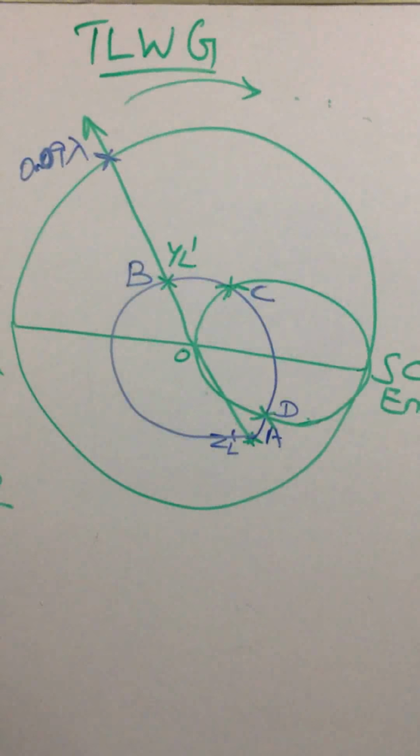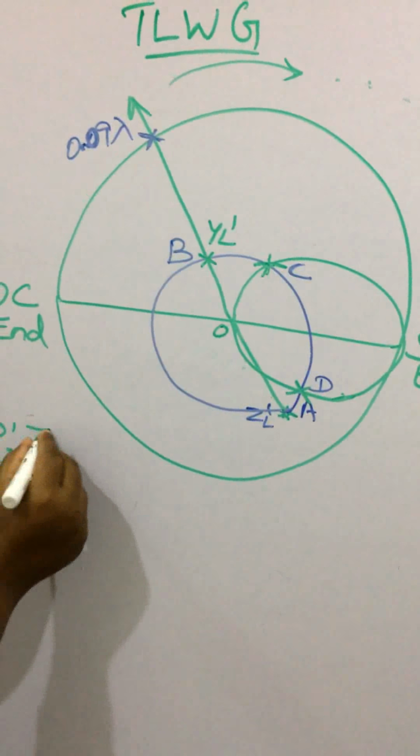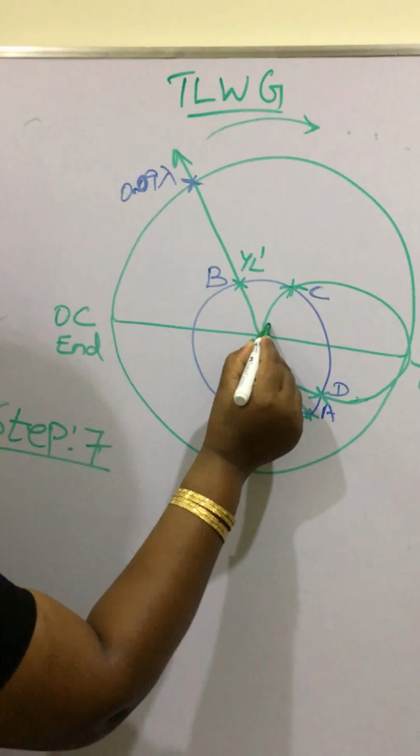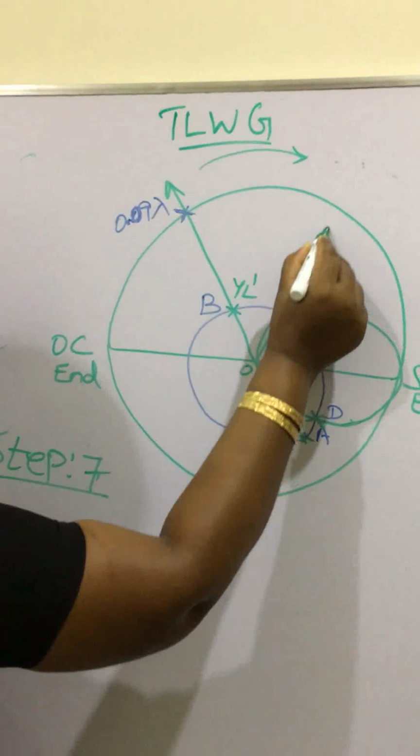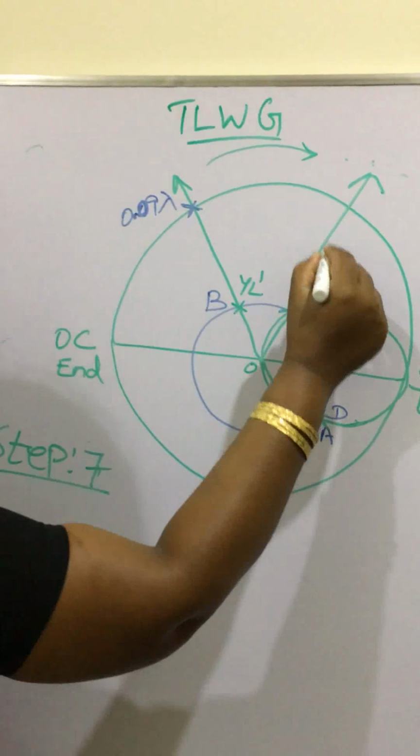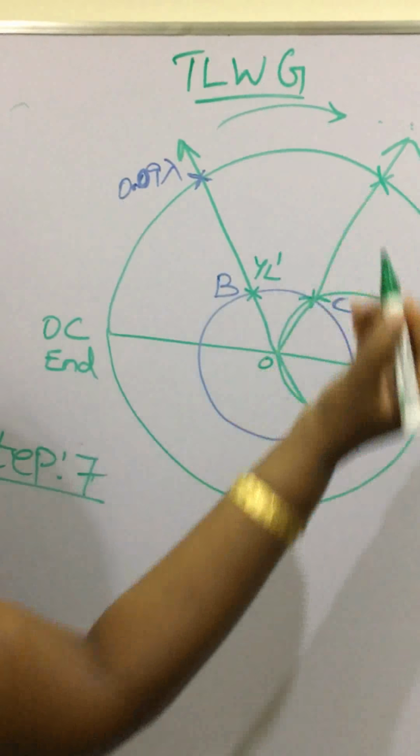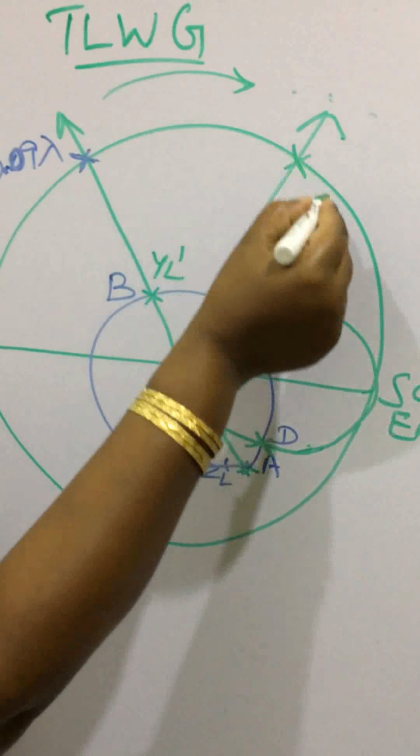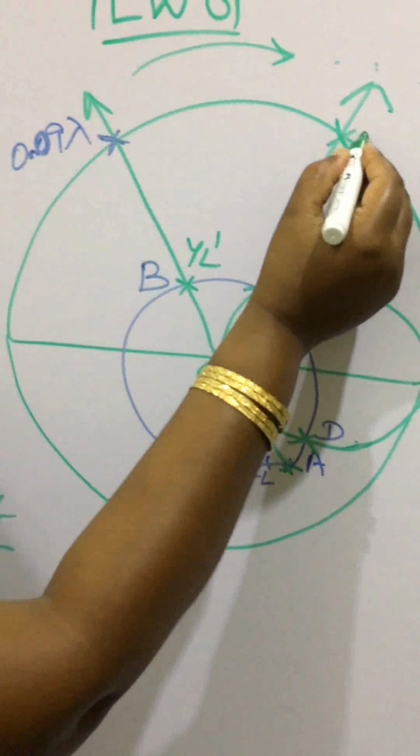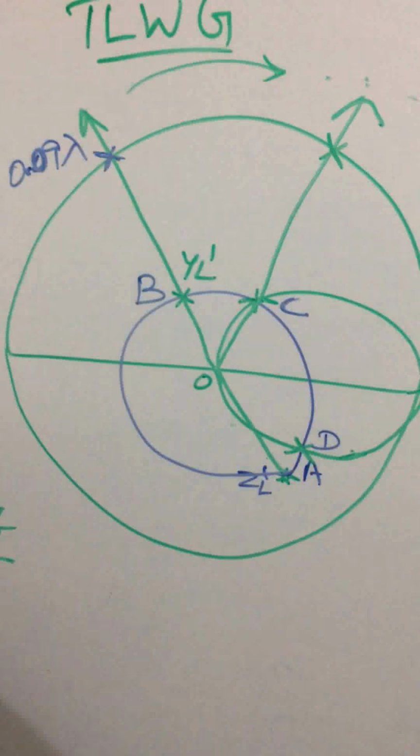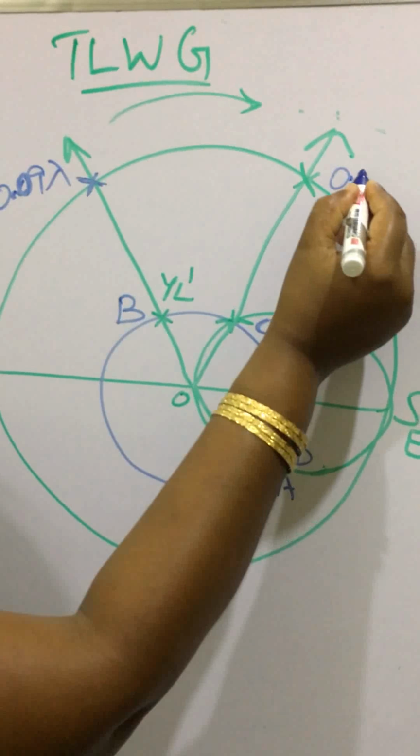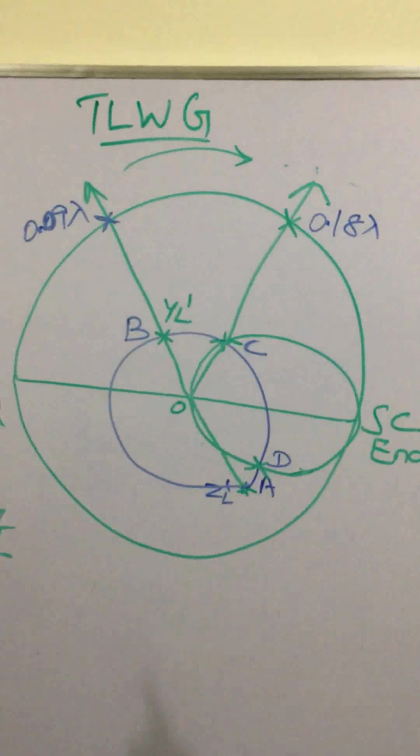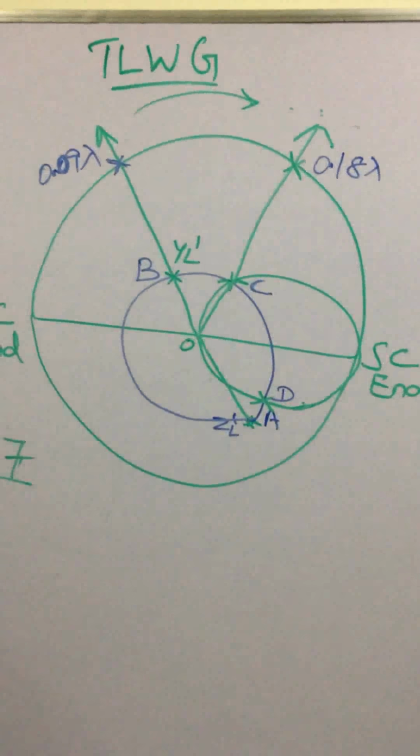Okay. So in step 7, we can just draw a straight line from the origin or center of the Smith chart through point C and extend that line up to the outer rim of the Smith chart. So we'll be getting an intersection point of this straight line with this outer rim of the Smith chart. Now similarly, you can find what is lambda at this point. So lambda at this point is 0.18 lambda.